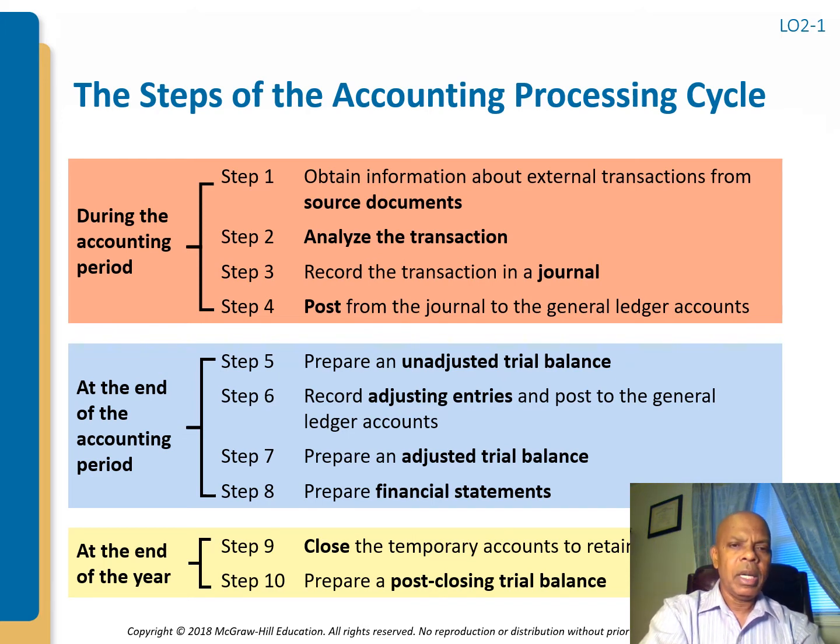At the year end, step 9, close the temporary accounts to retained earnings. As we said, temporary accounts, the revenue accounts and expense accounts, we're going to close out to retained earnings, then prepare the post-closing trial balance. We'll see how much we can do. I'm going to look at all these transactions. If you look at one transaction all the way from beginning to end, you understand how this process works.